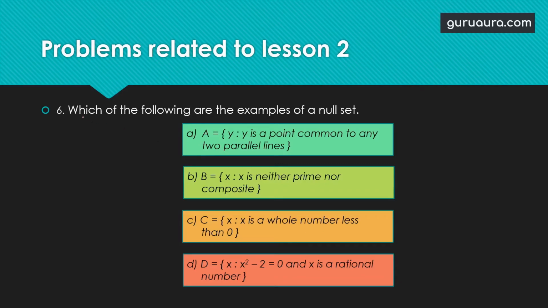Now we are clear with the basic concept of null set, singleton set, finite and infinite set. We will now look at a few questions on the same and will try to answer them. This question says, which of the following are the examples of a null set? Pause the video, try to solve it, and we will look at the answers in the next slide.